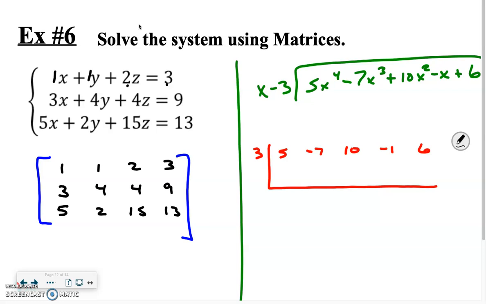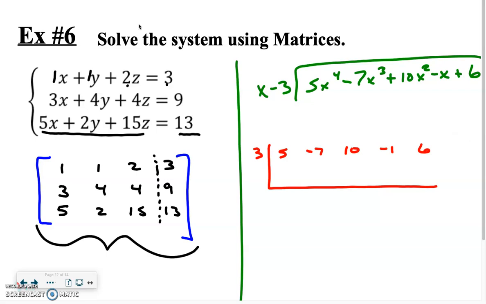Now, we need to show separation between the variables and the constants. So we're going to put a vertical dotted line. Basically, it's just where the equal signs are. Okay? This that we just created, that's what we call an augmented matrix. Now, why do we call it augmented? Well, remember what I said augmented was about. We're literally pushing two matrices together.